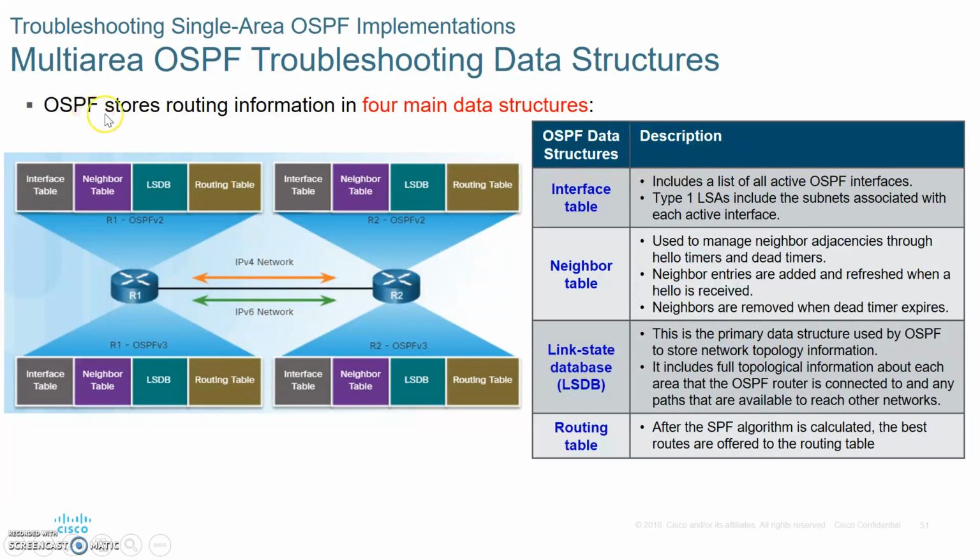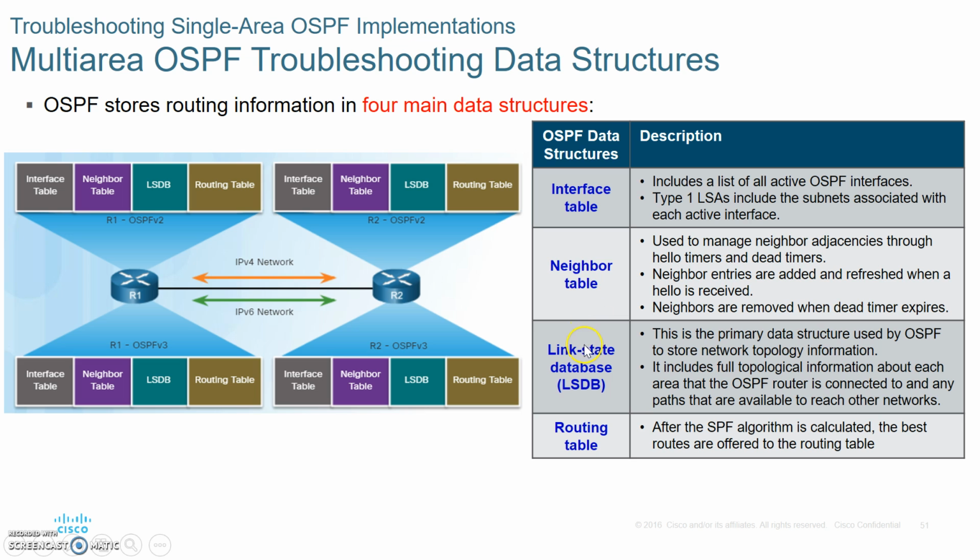Remember that OSPF stores routing information in 4 main databases or data structures. The first one is called the interface database. It contains all the active OSPF interfaces that are currently participating in OSPF. Type 1 link state advertisements will be advertised with each of the active interfaces. You also have a neighbor table, where the router maintains a table to find who these OSPF neighbors are.